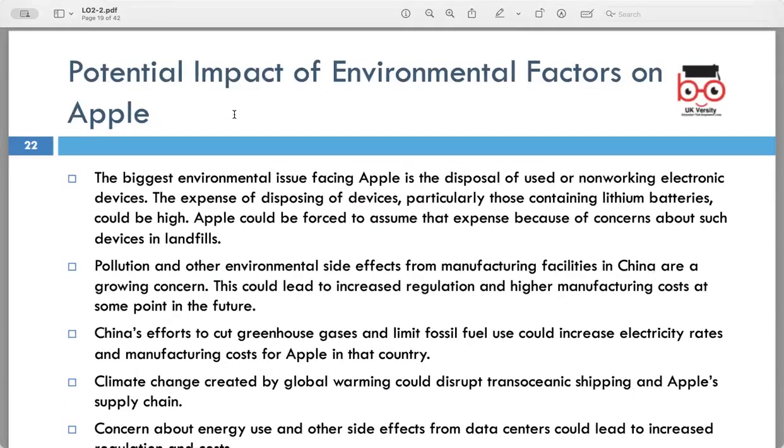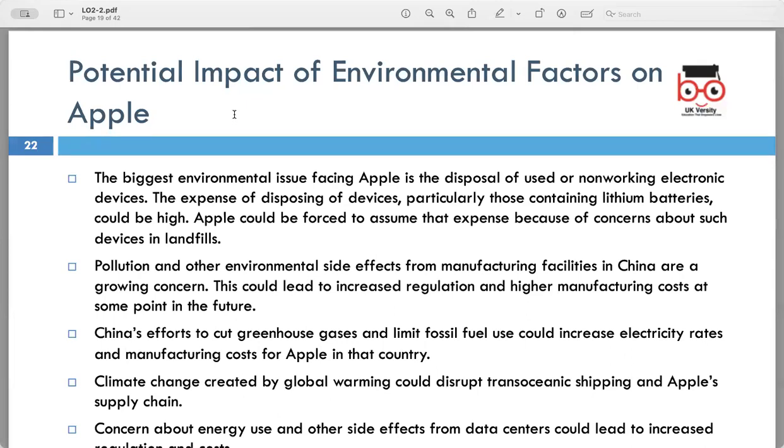Potential impact of environmental factors on Apple. The biggest environmental issue for Apple is the disposal of used or non-working electronic devices. The expense of disposing of devices, particularly those containing lithium batteries, could be high. Apple could be forced to assume that expense because of concerns about such devices in landfills.